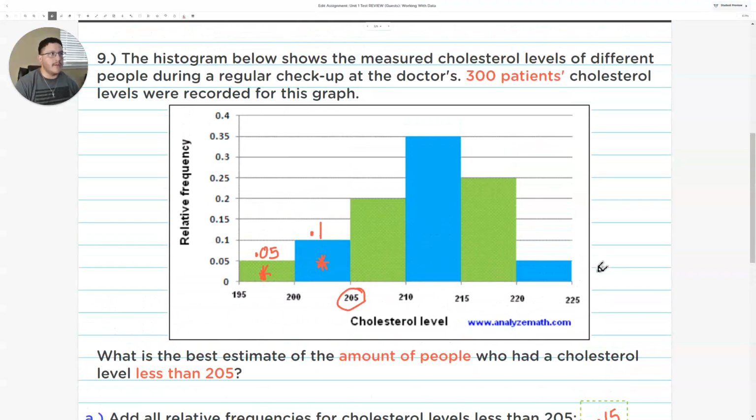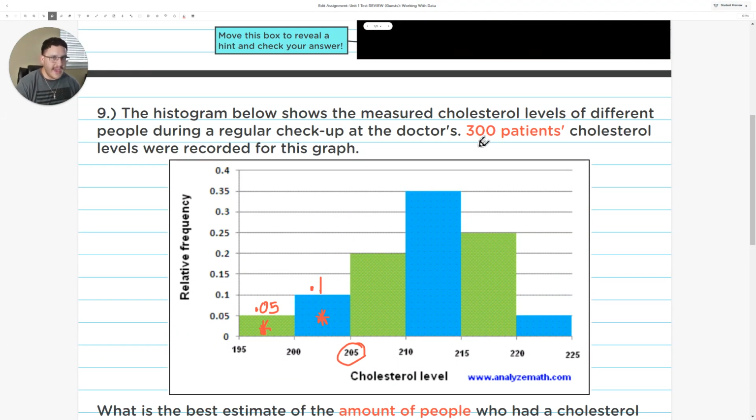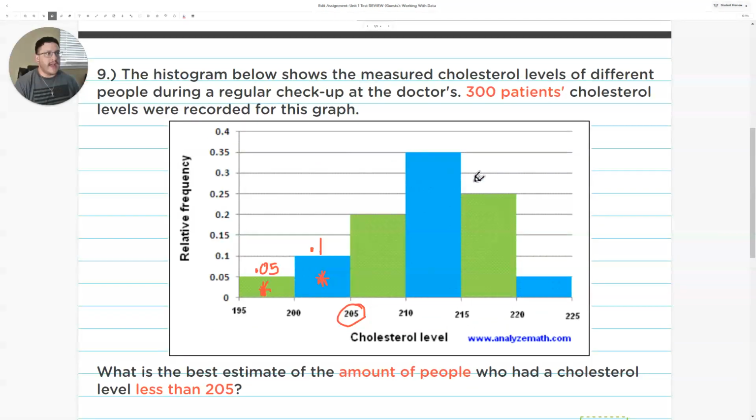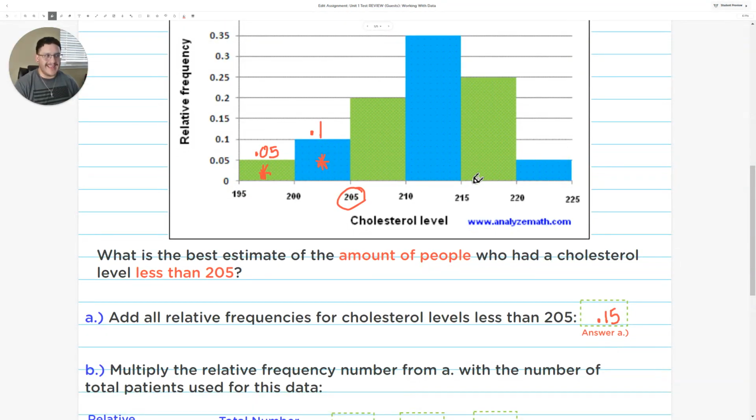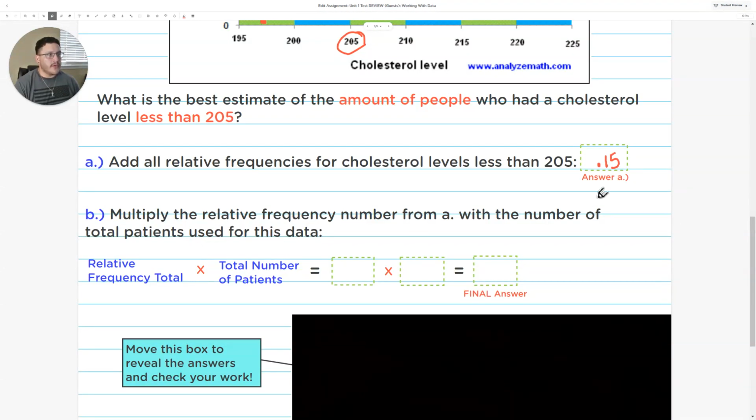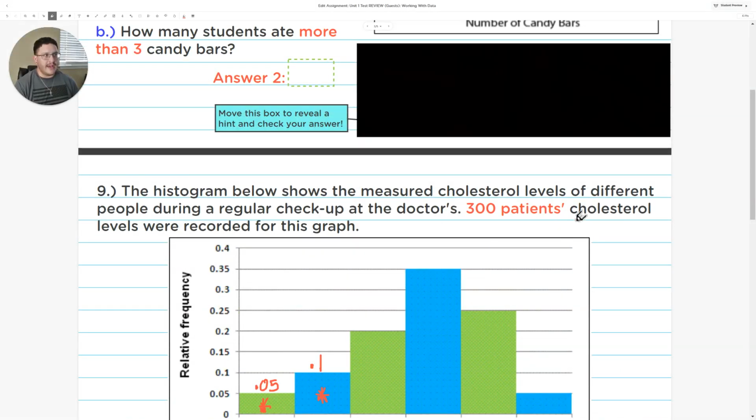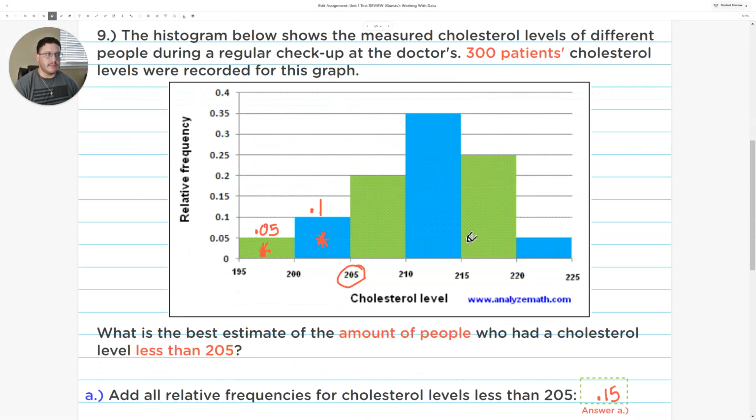Now, in terms of our 300 patients, just like the circle graph problem that y'all may have done in the 1.03 notes or 1.03 lesson, we're going to multiply this relative frequency from A with the number of total patients used for this data. So the relative frequency total is 0.15. We're going to multiply with the total number of patients, which it tells us is 300.